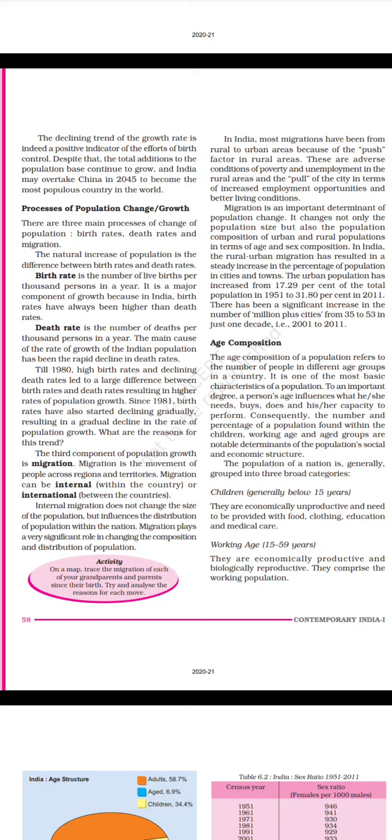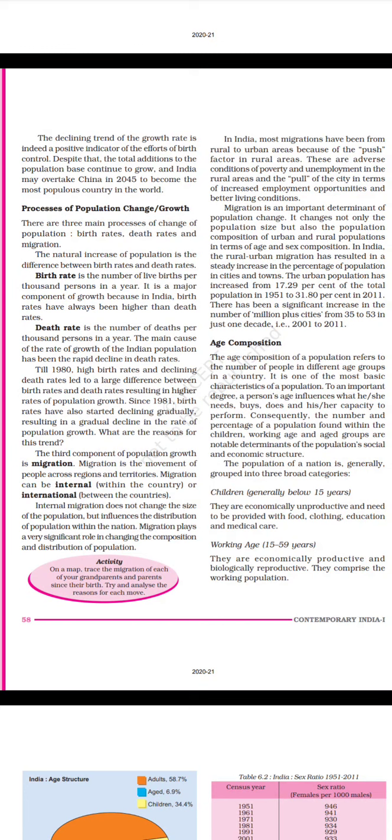The third component of population growth is migration. Migration is the movement of people across regions and territories. Migration can be internal, within the country, or international, between countries. Internal migration does not change the size of the population but influences the distribution of population within the nation. Migration plays a very significant role in changing the composition and distribution of population. Activity: on a map, trace the migration of each of your grandparents and parents since their births.